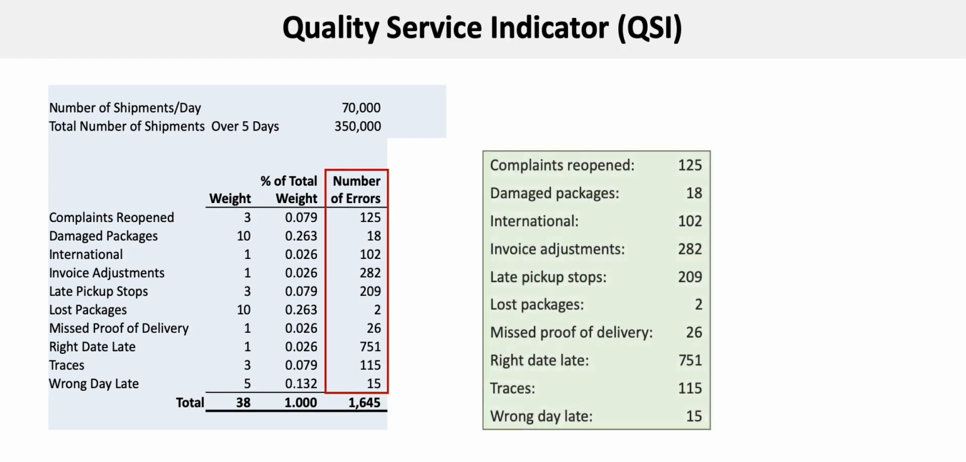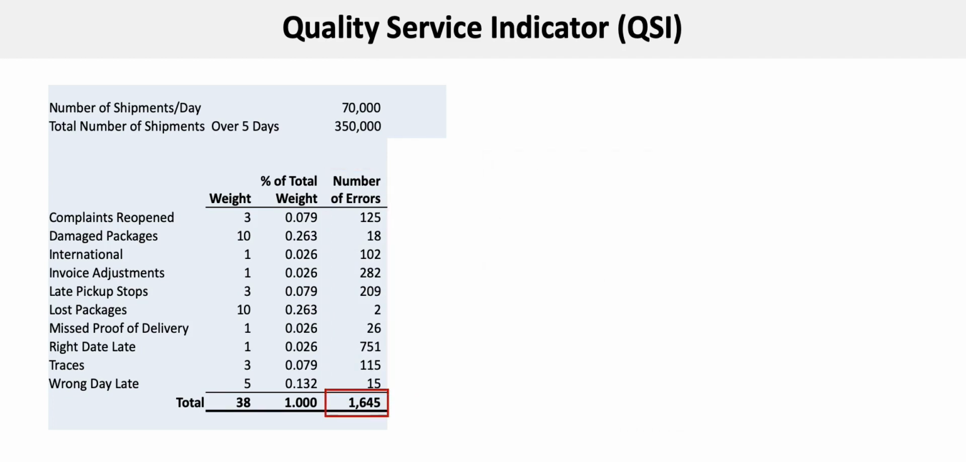Next, we extract the number of errors or service upsets from the data. Then we add up all the service upsets or errors and see that over the 5-day period, there were a total of 1,645 service errors across the 10 categories.